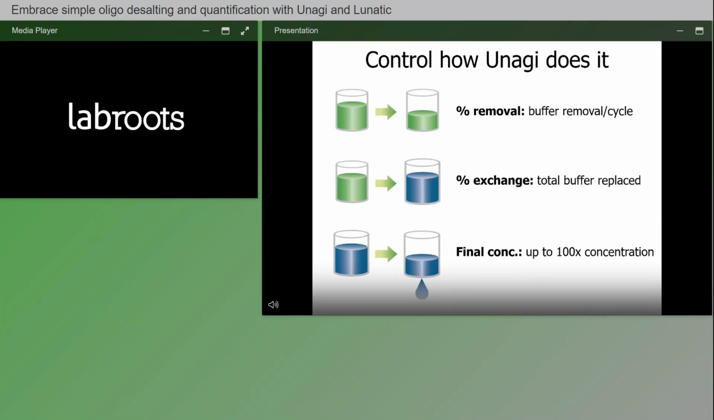All of these applications that I talked about, you get to choose what Unagi is doing with your sample. So you can simply remove a percentage of your sample. You can dictate how much is exchanged between one step to the next, and you can dictate what the final concentration or final sample volume should be for your Unagi run.